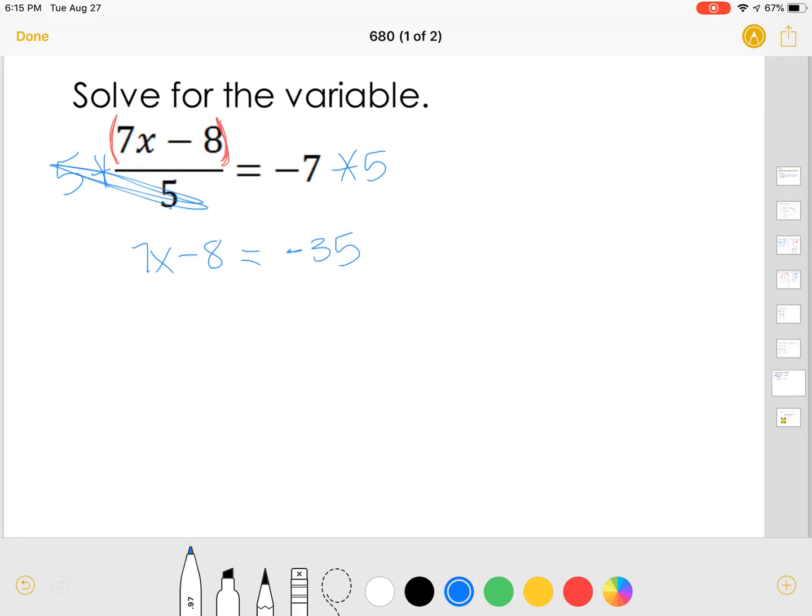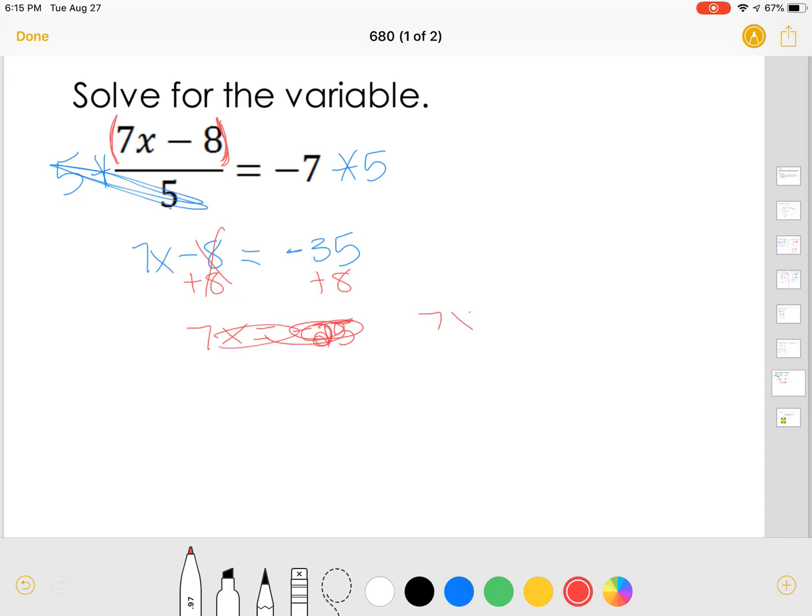And now notice how this looks a lot like one of those regular problems. So now would be a good time to pause and see if you can finish this one off. Well, we want to do our subtraction first, so we're going to do the inverse, which is adding 8. So we end up with 7x equals a negative 15. Oops, no it does not. I'm sorry. Negative 27.